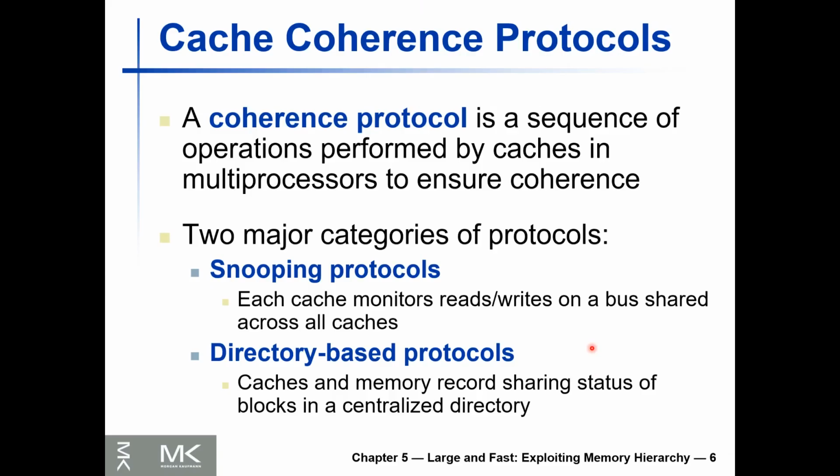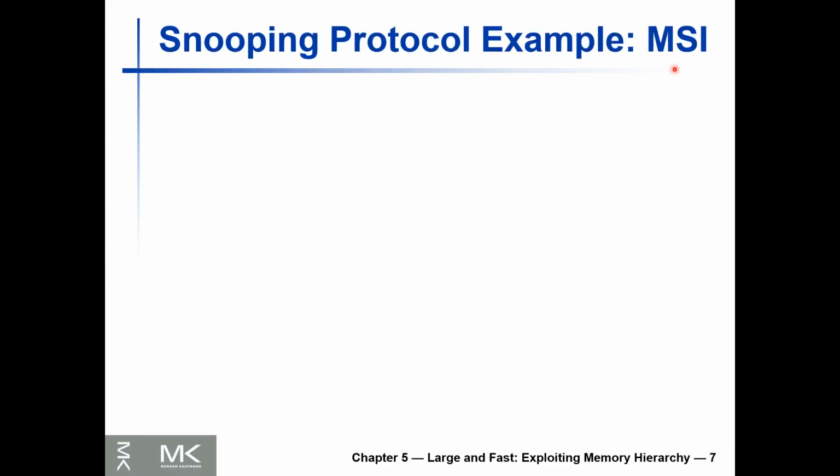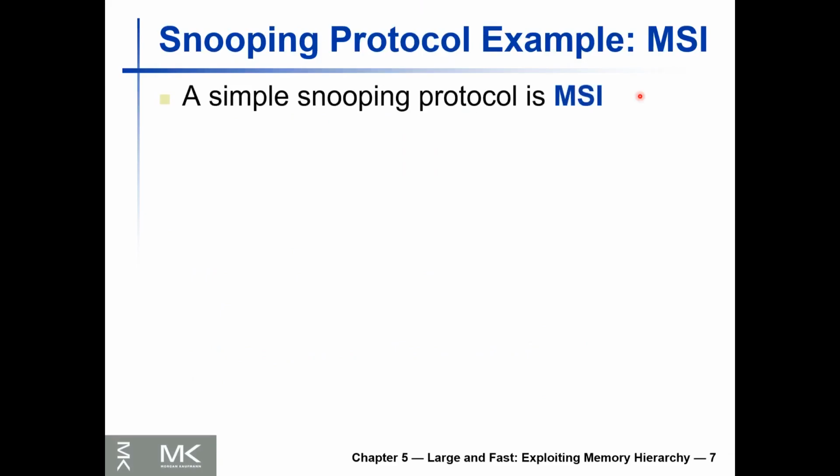So we're not going to go into too much depth into cache coherence protocols. There's an advanced course on computer architecture where you can look into that in a lot of depth. But today, just to give you an example of the things that happen when you have to deal with cache coherence, we're going to look at a very simple snooping protocol for cache coherence, and that's the MSI snooping protocol.